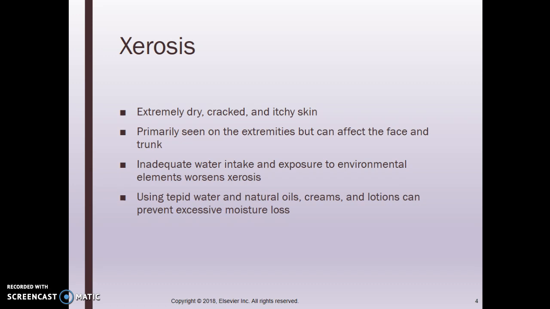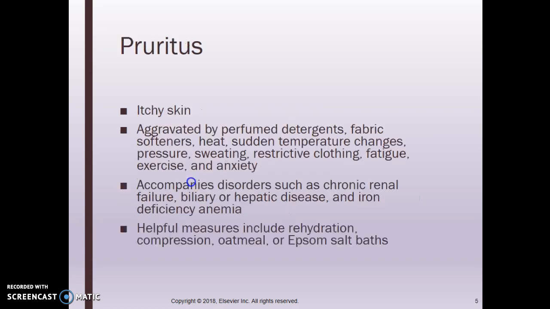but it's going to be itchy. It's really dry. It's cracked. We especially see this in the extremities, like the legs, and the skin of the older adult, because it's thinning, it allows more moisture to escape. So that's xerosis for you.